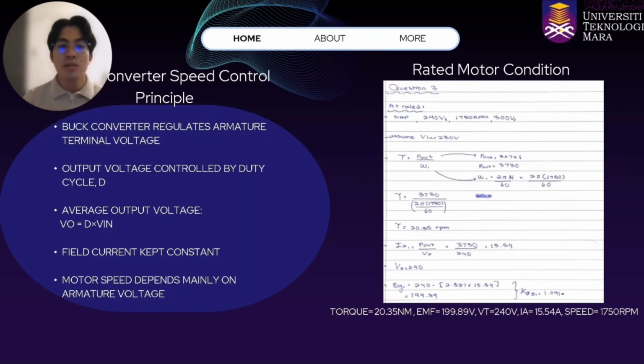As you can see here, I'll be explaining the buck converter speed control principle first. The first one is that the buck converter regulates armature terminal voltage, with output voltage controlled by duty cycle. The average output voltage is in the relationship of V out equals D times V in.